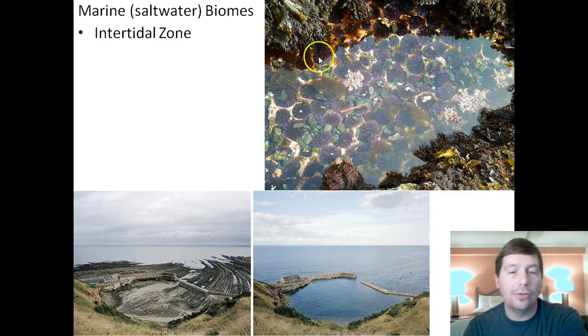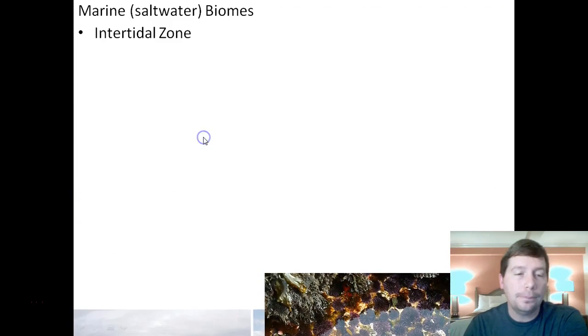In your intertidal zones, you find tide pools, and tide pools are areas in the intertidal zone where the water gets stuck in these tiny little pools when the tide goes out, and you find all sorts of neat organisms that live in that area. So the intertidal zone, that's our first example of a saltwater biome, an area that spends half the day underwater and the other half of the day exposed to the air.